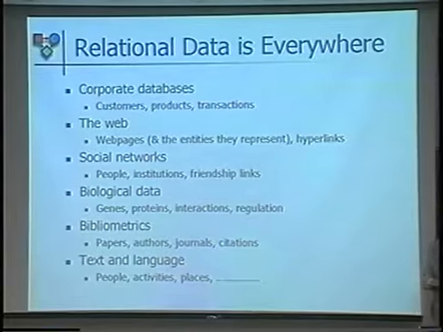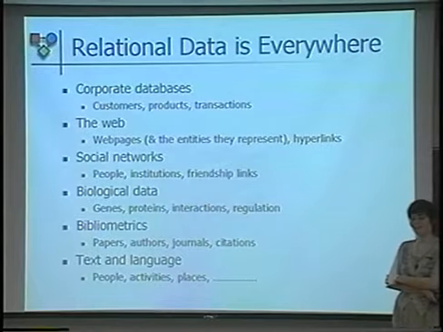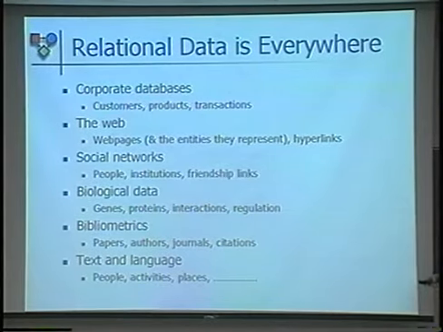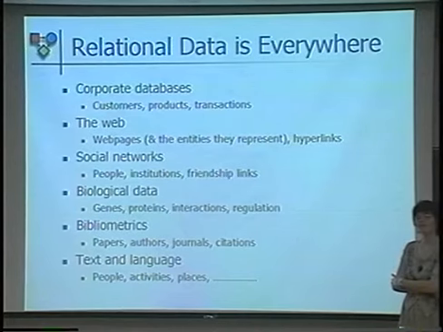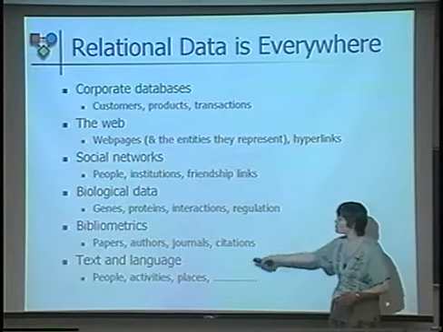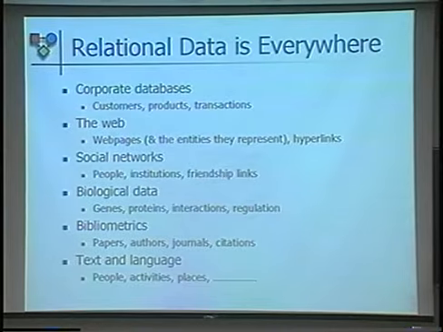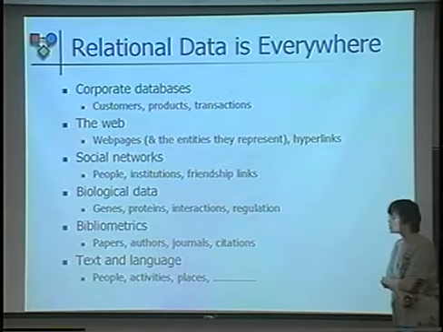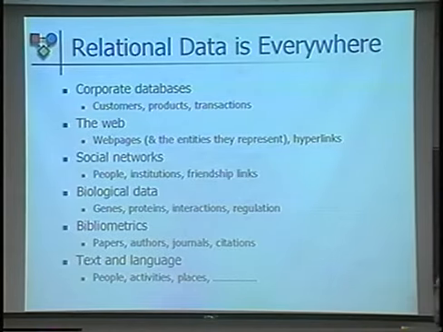So relational data is all around us, and despite the fact that most of the work on learning has focused on simple table-based learning, it's surprising just how much relational data we encounter in everyday life, starting from, of course, corporate databases, the web, which is probably the single largest relational data set out there, where you have web pages and the entities that they represent related to each other via hyperlinks, social networks, biological data, and I'm not going to read this entire list, and of course an area of interest to all of you, which is text and language, where really it's all about entities and relationships, people, the activities they participate in, the places they go to. It's all about these different entities and how they relate to each other.